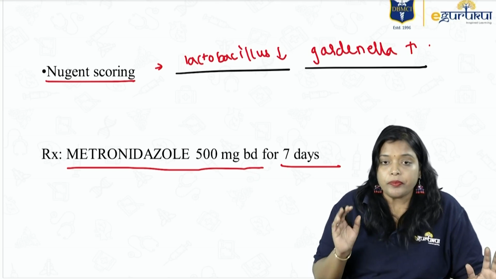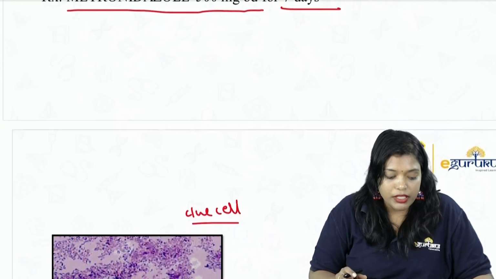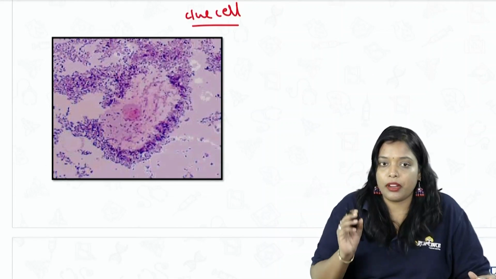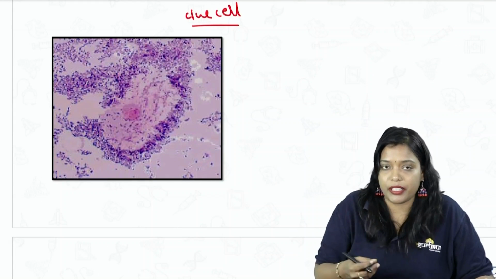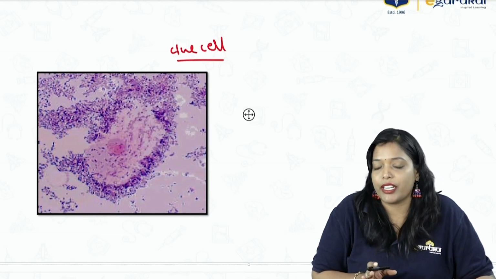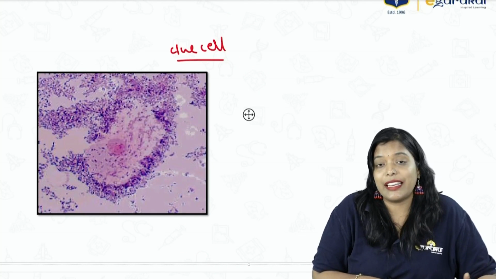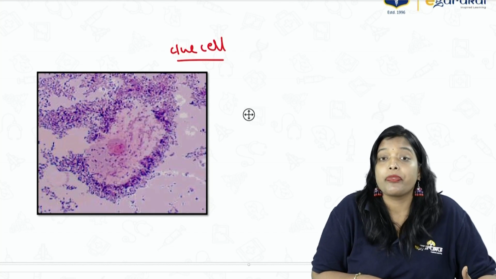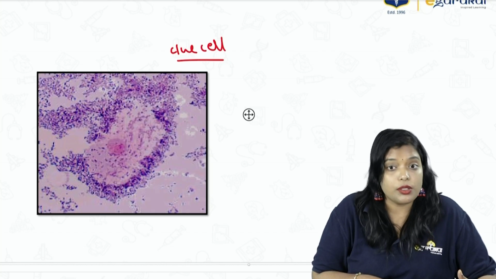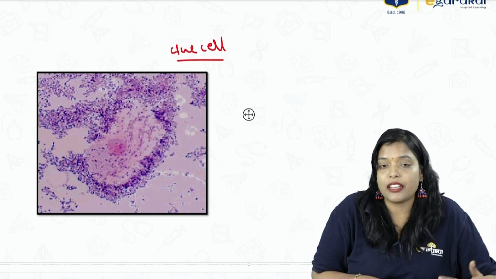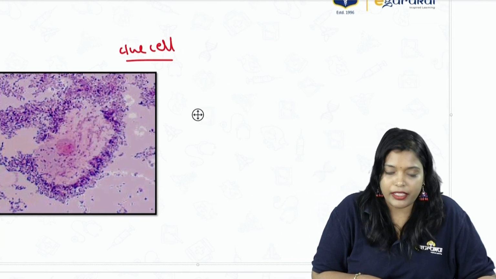Okay. So what are clue cells? This is how the clue cell will look. These are the clue cells, which are bacteria attached to the vaginal epithelial cells, right? So this is about our 3 main important vaginitis. Greenish discharge associated with pruritus is trichomoniasis, curdy white discharge associated with pruritus is candidiasis, and only foul-smelling discharge with no pruritus is bacterial vaginosis.